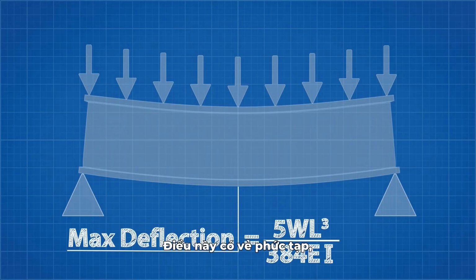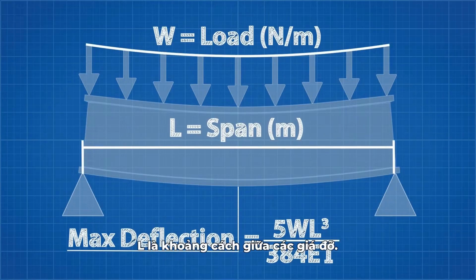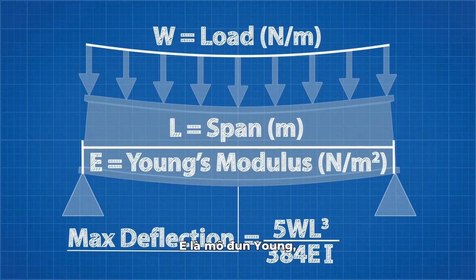This may look complicated, but it really isn't. W represents the uniformly distributed load in terms of newtons per meter. L is the span between supports. E is the Young's modulus, which, as explained in my Material Properties 101 video, describes the stiffness of the material.